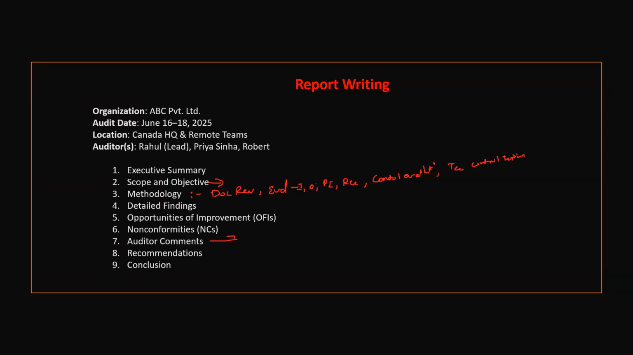This is what I generally use for the audit. You can have a separate audit report as well, or you can use a template which is generally used internally in the organization, or you can refer to some tools which give you general recommendations for report writing. But this information will be there in each and every report: executive summary, scope, methodology, detailed findings, opportunities for improvement, non-conformity, audit comments, recommendation, and conclusion. These are the few basic things which will be there in each and every report.